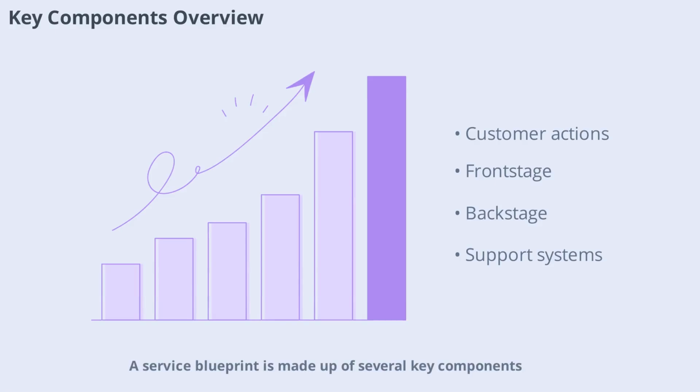A service blueprint is made up of several key components. These include customer actions, frontstage interactions, backstage processes, and support systems. Each part plays a crucial role in delivering the overall service. By mapping these elements, organizations can identify pain points, streamline operations, and enhance the customer experience. In the next scenes, we'll explore each component in detail, so you'll know exactly what to look for when creating or analyzing a service blueprint.